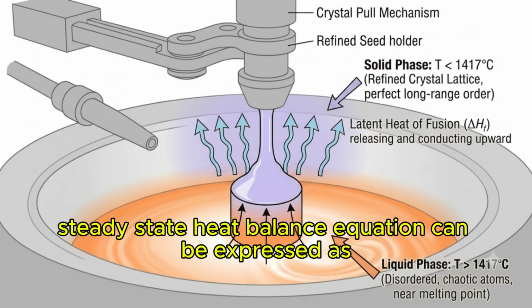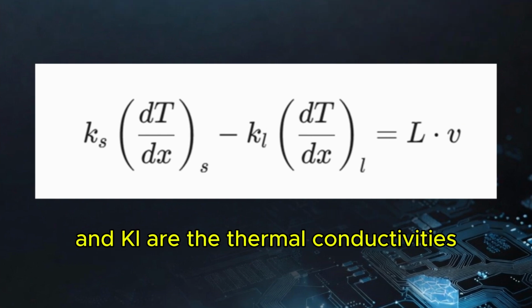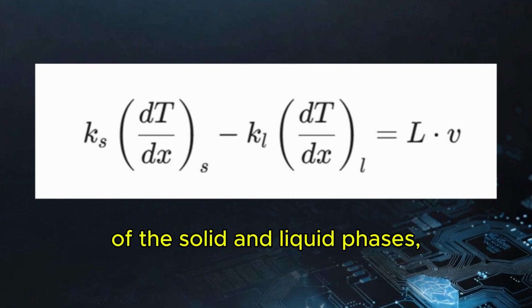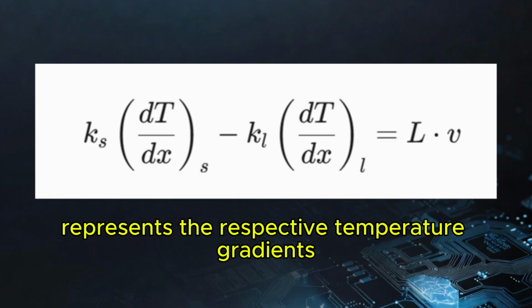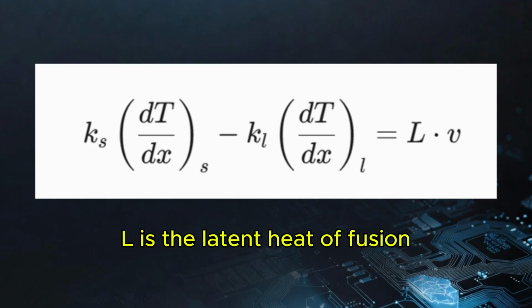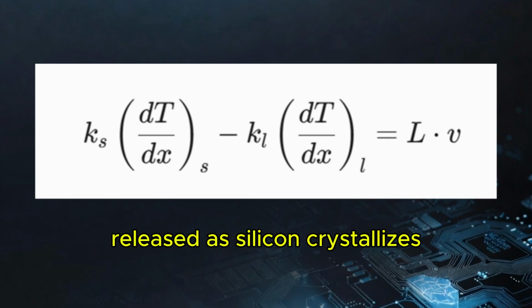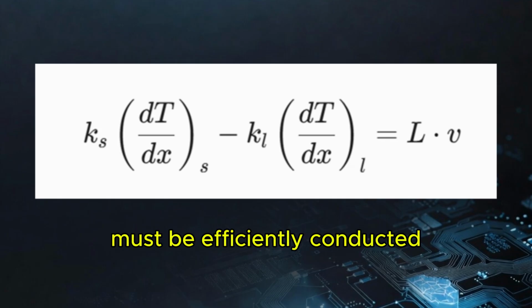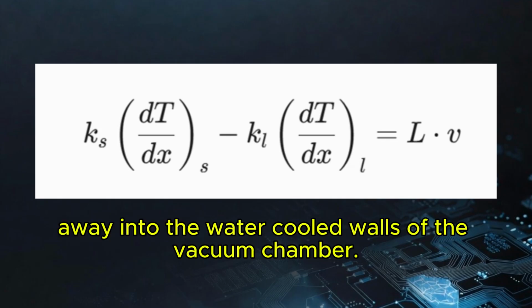To maintain a stable crystal growth rate, we must control the thermal equilibrium at the solid-liquid interface. The governing steady-state heat balance equation can be expressed as shown on the screen, where K_S and K_L are the thermal conductivities of the solid and liquid phases, dT/dx represents the respective temperature gradients, L is the latent heat of fusion, and V is the pull velocity. Every joule of latent heat released as silicon crystallizes must be efficiently conducted up through the growing crystal ingot and radiated away into the water-cooled walls of the vacuum chamber.